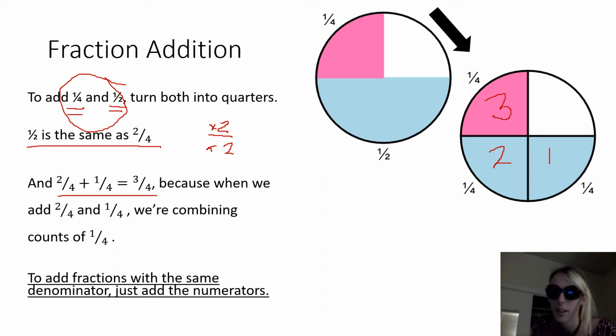So there's kind of two things going on here. We're given two fractions. We want to add them. So we change them into equivalent fractions with the same denominator is the first point. And then the second point is our explanation of why adding fractions with a common denominator makes sense. It makes sense because we're combining counts. 2/4 plus 1/4 is 3/4 because we're just combining counts of a quarter.